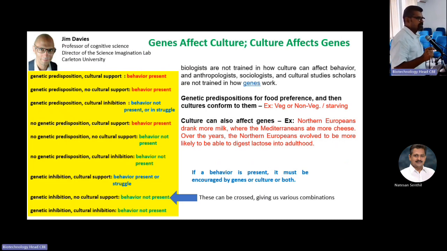If there is no genetic predisposition and there is cultural support, then also the behavior will be present. If there is no genetic predisposition and no cultural support, the behavior will not be present. No genetic predisposition and cultural inhibition, the behavior will not be present. Finally, genetic inhibition and cultural inhibition, the behavior will not be present. So this gives the various combinations of the genetic makeup and the cultural behavior.